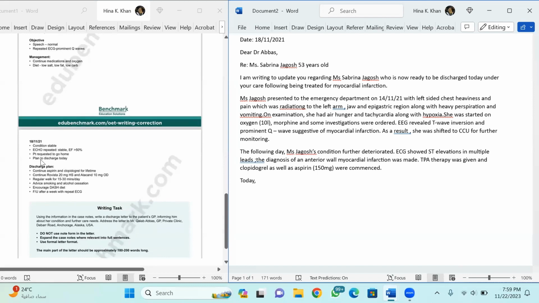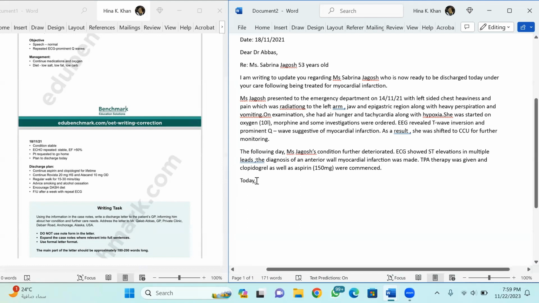Okay, ejection fraction, you can write it over here. Today her echo showed an ejection fraction of more than 50%. You can just write it over here, in this also. If you want, but I'm just going to make a new paragraph and write it there.